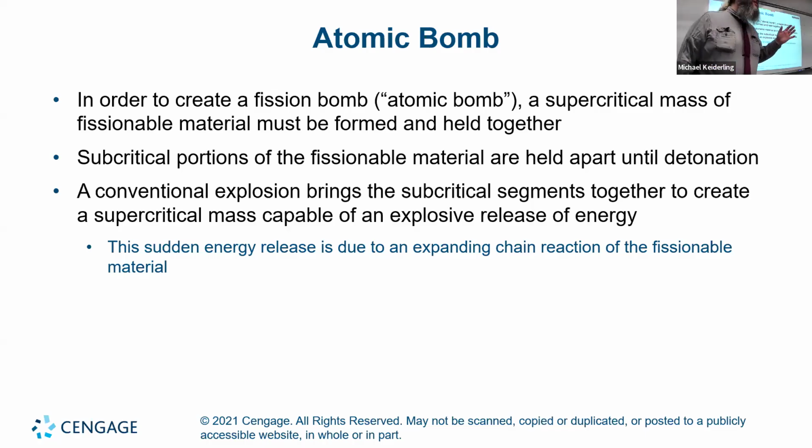There's a couple ways to do this. The simplest way is you have two halves of a sphere and you slam them together. But a lot of the more advanced designs use what's called an implosion, where if you compress a mass that is subcritical, it will become supercritical and go kaboom. So actually the first nuclear bomb was an implosion because that was the harder one to pull off. So the Trinity test was an implosion. And then of the ones dropped on Japan, one was gun type and the other was implosion, I think.